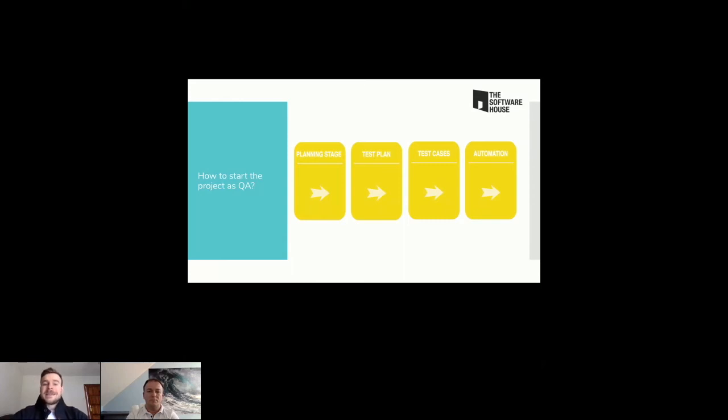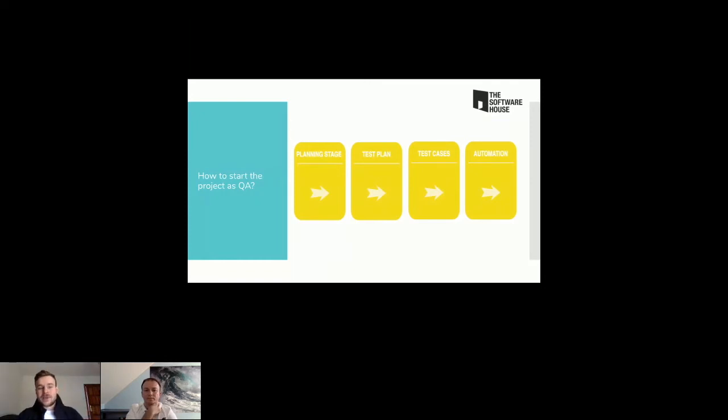As you can see, on the first stage we have the planning. And what do we do here? If you work in Scrum, you should, for example, define the acceptance criteria, definition of done, definition of ready, and make sure that everybody understands the business goals and agrees to follow them.